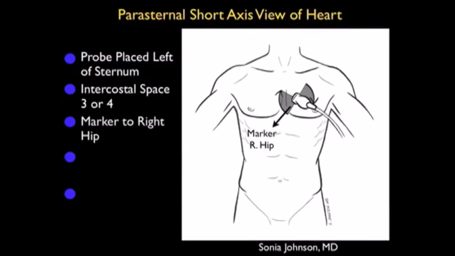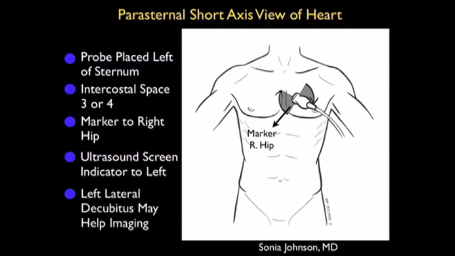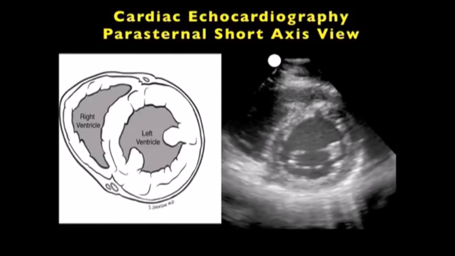Now, in variance to the parasternal long axis view of the heart, where the probe marker was positioned down towards the patient's left elbow, we'll swivel the probe 90 degrees clockwise, so now the marker is down towards the patient's right hip. That's with the caveat that the ultrasound screen indicator is positioned towards the left of the screen. Now, moving the patient into left lateral decubitus position may help imaging from the parasternal short axis plane. Here's what the views from the parasternal short axis plane of the heart will look like.